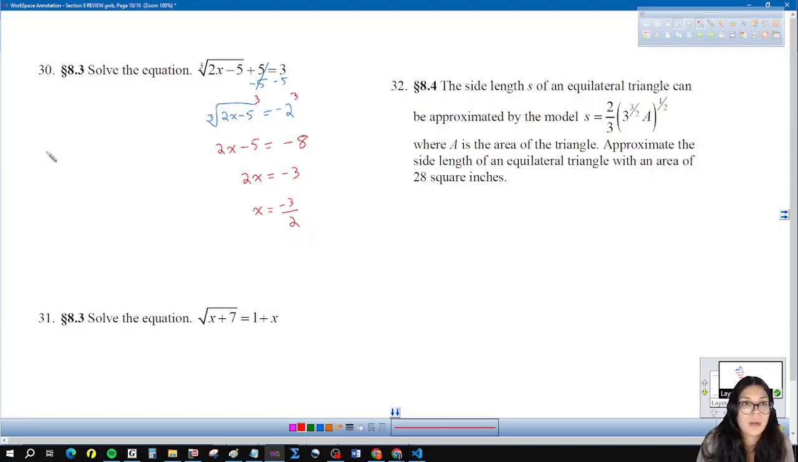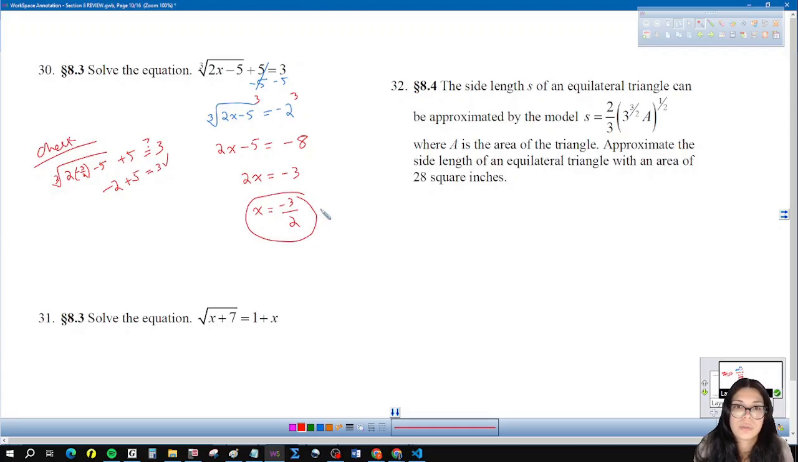All right, to check it, we're going to plug it in. So cube root of 2 times -3/2 minus 5 plus 5, does that equal 3? So the 2 divided by 2 would just cancel. So we have -3 minus 5, which is -8. The cube root of -8 is -2. -2 plus 5 does in fact equal 3. So this is a valid solution.